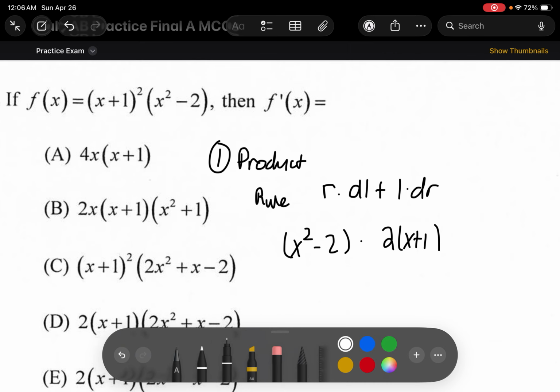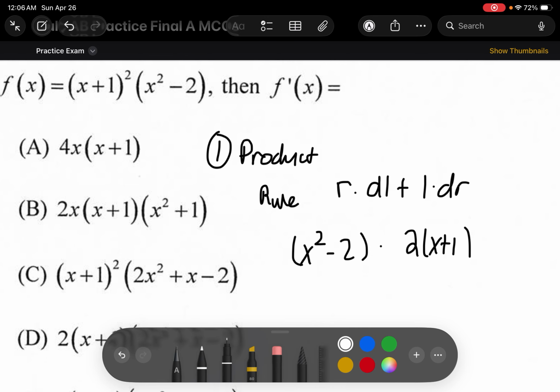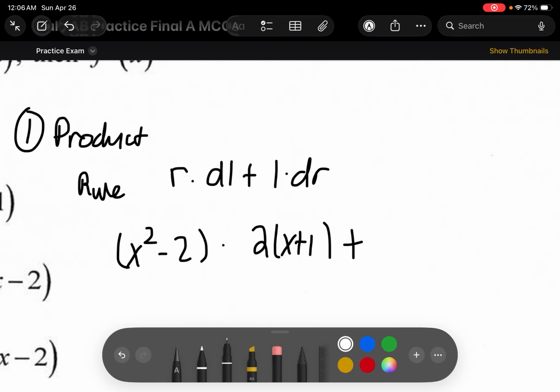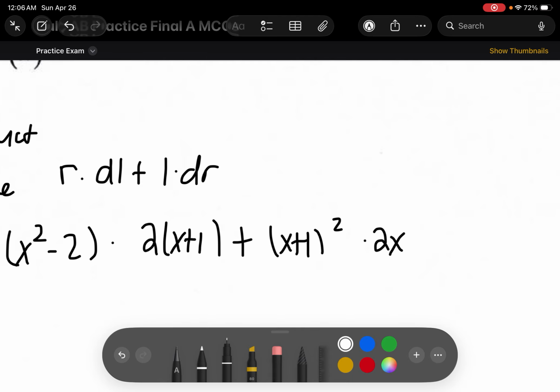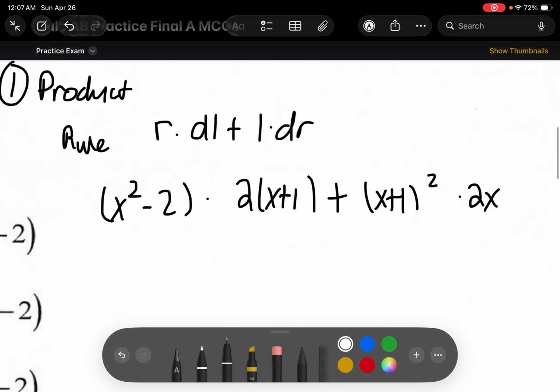Power rule and chain rule, but the chain rule doesn't really apply here because we're just dealing with x, plus our left function, which is (x plus 1) squared, times the derivative of the right, which is going to be 2x. Now, we can factor this. We can factor two things that are noticeable here. We can factor out a 2, and an x plus 1.